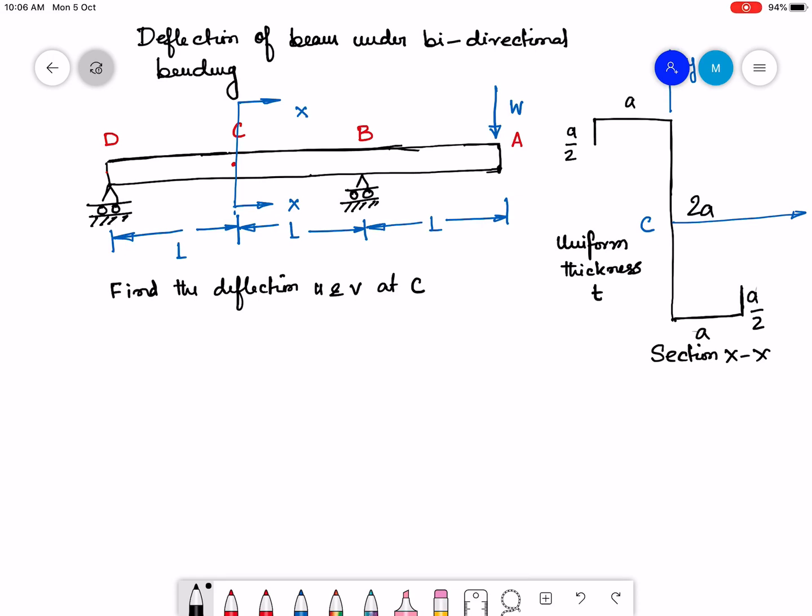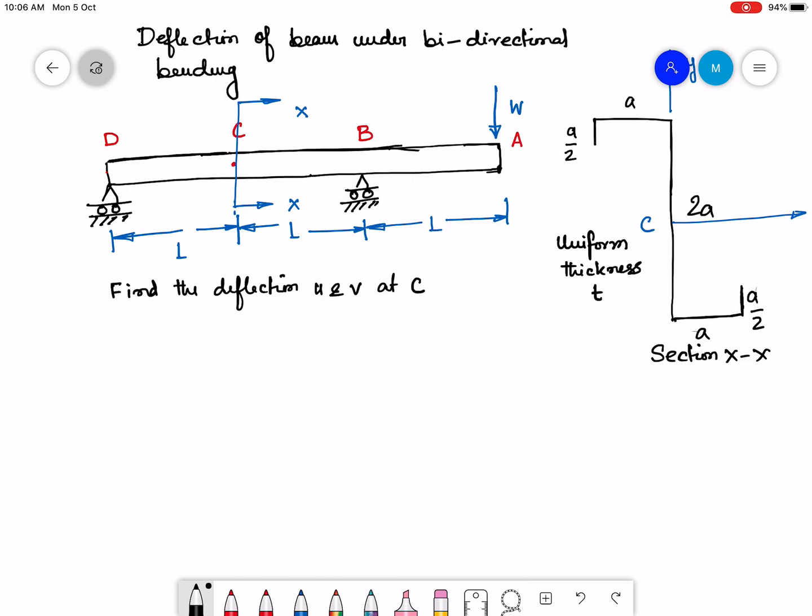Today we are going to solve an example problem on deflection of beam under bidirectional bending. The problem that I have chosen for today's lecture is a simply supported beam but with an overhang. You have solved this kind of problem to find out the bending moment and shear force diagram in your first year mechanics as well as later.